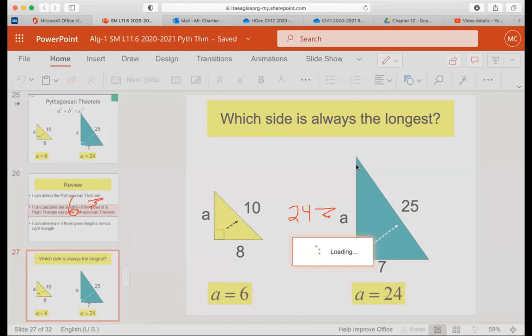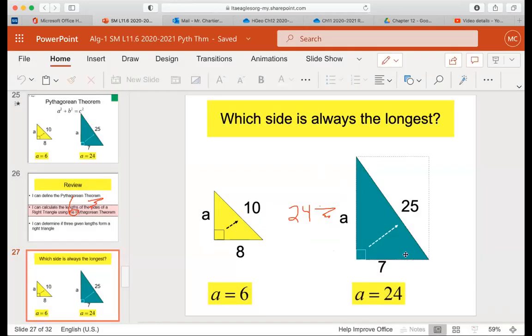All right, back to my question. For any right triangle, what is the longest side? Is it A, B, or C? Somebody answer. C. It's always the hypotenuse. It is always the hypotenuse. We are going to use that fact to answer the next questions.